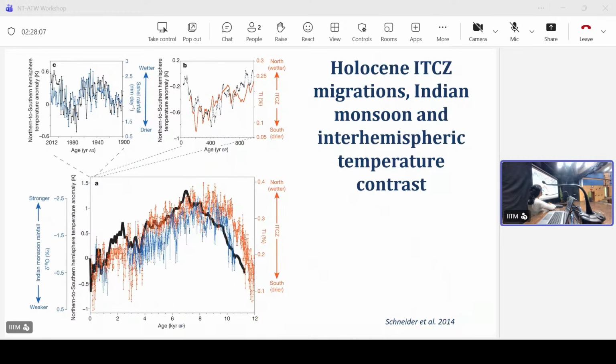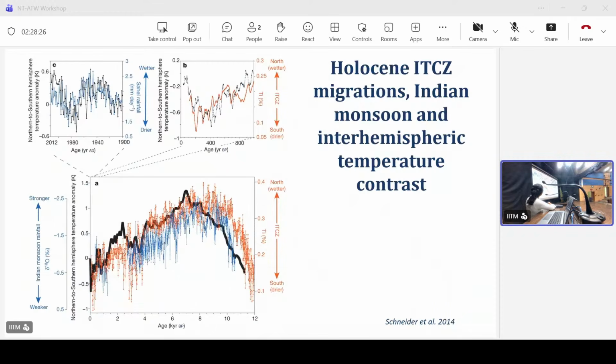And this blue is the Indian monsoon, superimposed. We can see even the Indian monsoon follows what the ITCZ follows. So basically, as we come from the Holocene towards the present day, the Indian monsoon precipitation goes from wetter to a more drier phase.